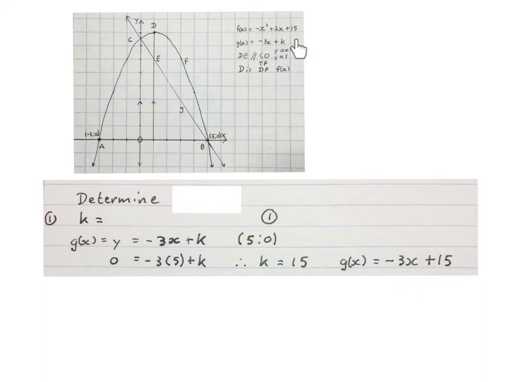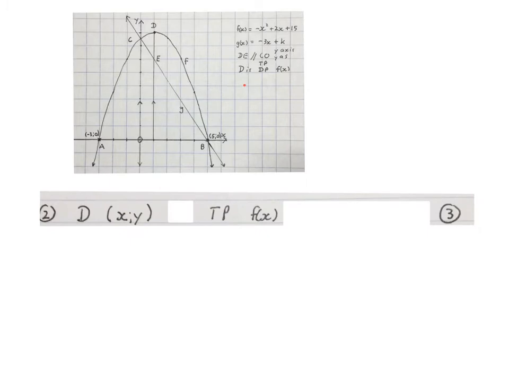You could also have seen that on the parabola, the y-intercept was 15. That means you know that C is 15 and that the straight line can also use the same 15. Next, for 3 marks, they ask us to work out the coordinates of D.